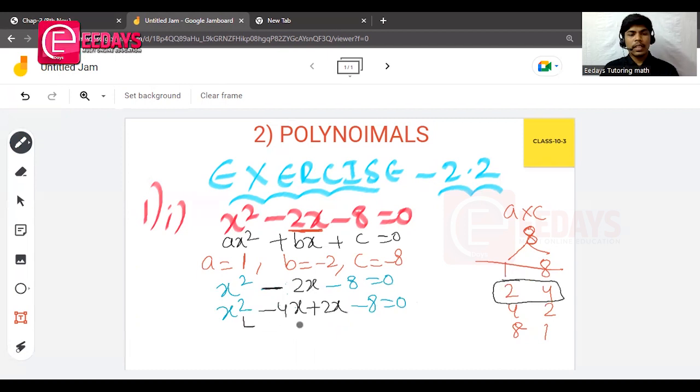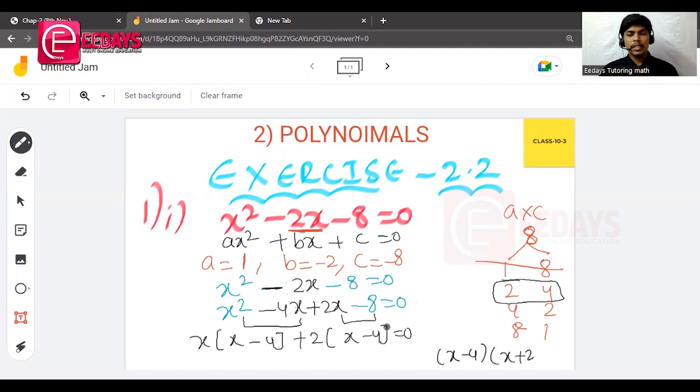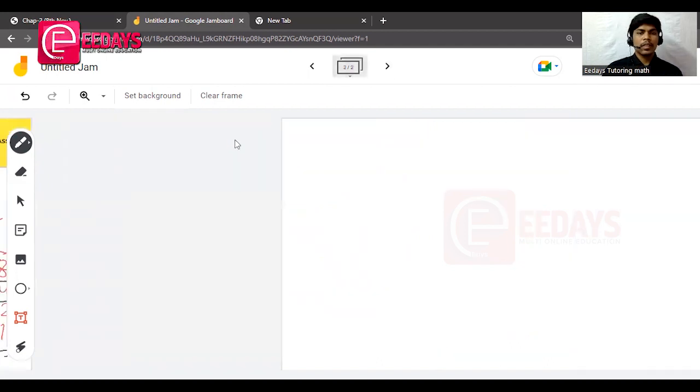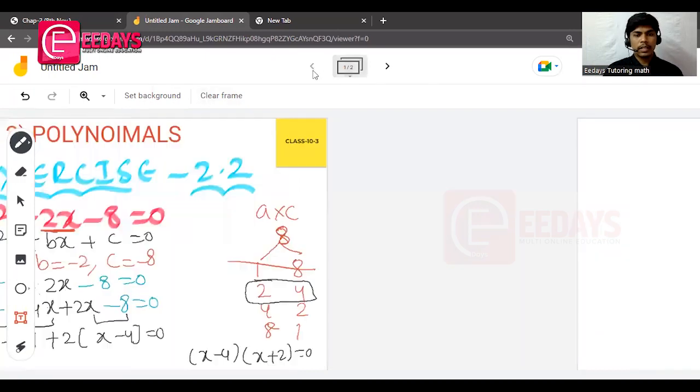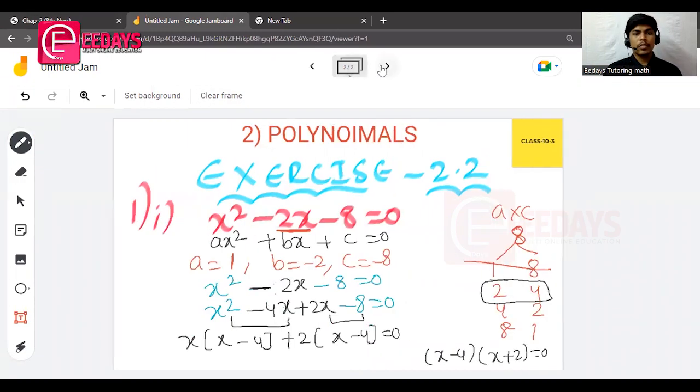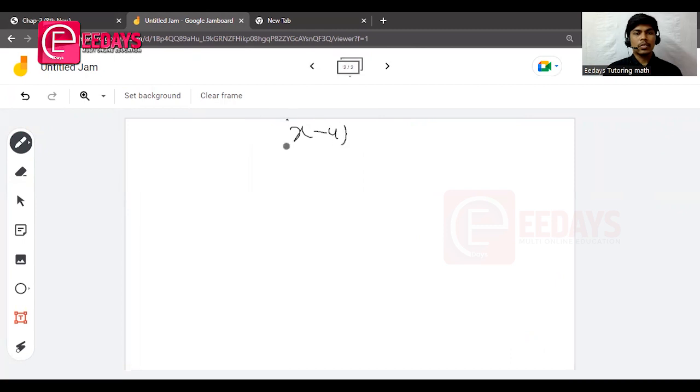Okay. Now let's take common from these two and these two. Here x is the common. If you take x as common, you'll get x minus 4. If you take plus 2 as common, you'll get x minus 4 here. So finally, we are getting x minus 4 and x plus 2 is equal to 0. Sorry, x minus 4 and x plus 2 are the two factors.